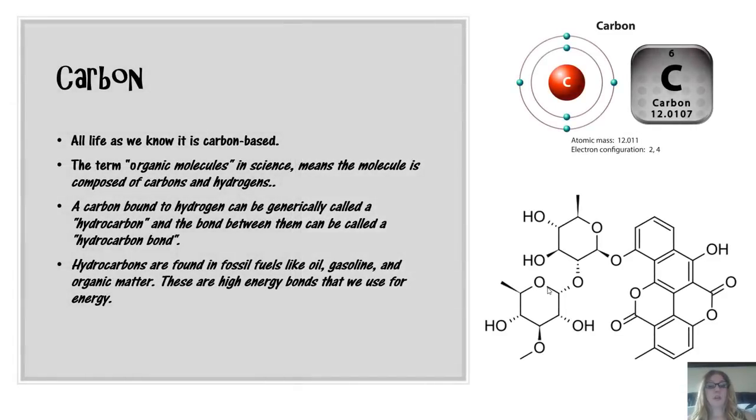So all life as we know it on planet Earth is carbon-based. Now, when you go to the grocery store and you see the sign that says organic bread or organic vegetables, that means something very different than what it means in science. When we talk about organic molecules and organic chemistry, it means something very different. When we talk about something being organic, we're talking about it having a lot of carbon and hydrogens. In other words, if it has just hydrogen and carbons, it's a hydrocarbon, like a fossil fuel, for example. Those are hydrocarbons. And why are hydrocarbons so sought after? Well, because they have energy.